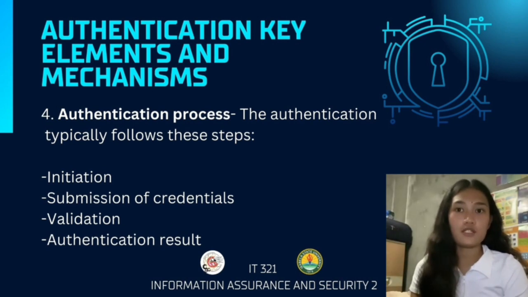The authentication process typically follows these steps. First is the initiation. The process starts when a user tries to access a service or system. It triggers the need for authentication. Second is the submission of credentials. Third is the validation. The system checks if the provided credentials match the ones stored in its database. It is comparing the information to confirm identity.